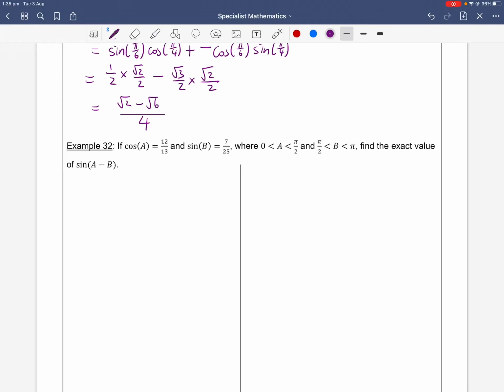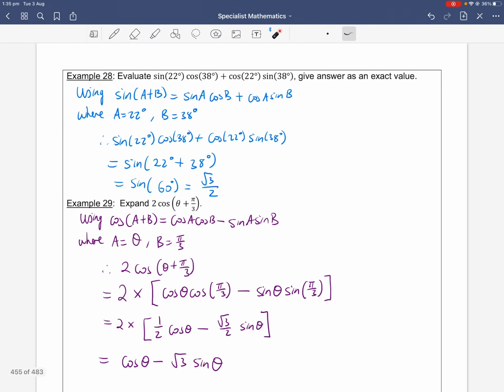Okay, so let's have a look at example 32. It's a combination of what we did last lesson and the 4 new equations that we talked about this lesson. So we've got here, if cos of A is 12 on 13 and sine of B is 7 over 25, and we know that A is in quadrant 1 and B is in quadrant 2, what is the exact value of sine of A minus B?